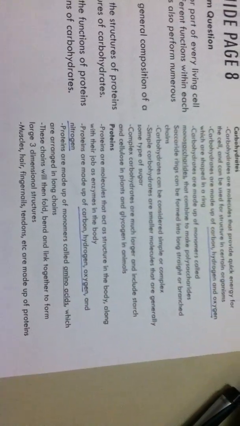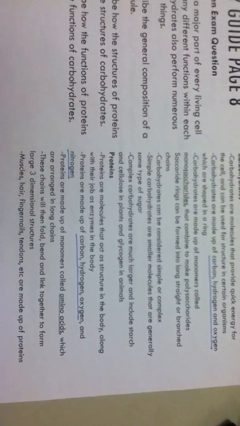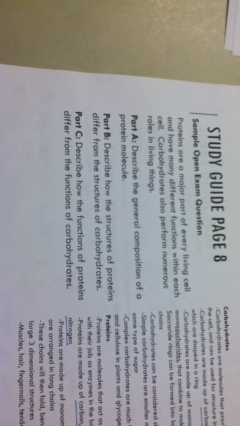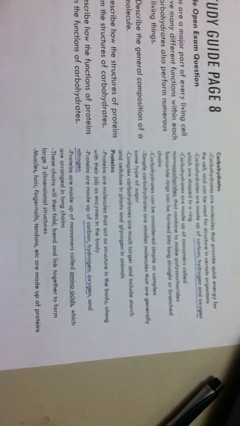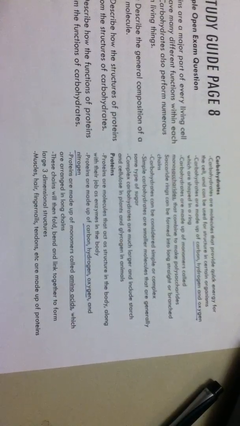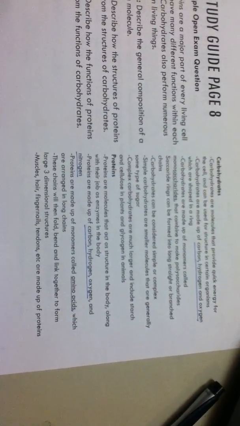Again, this is where you might want to pause and just take a few minutes to look over all of this. Describe how the functions of proteins differ from the functions of carbohydrates. These guys do a lot of things. Carbohydrates are molecules that provide quick energy for the cell and can be used for structure in certain organisms, like plants. Carbohydrates are made up of carbon, hydrogen, and oxygen. Carbohydrates are made up of monomers called monosaccharides that combine to make polysaccharides.